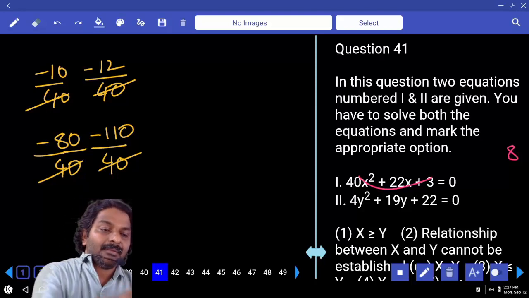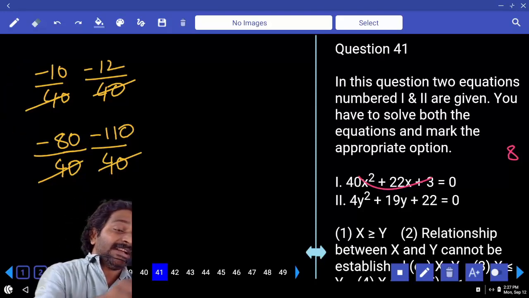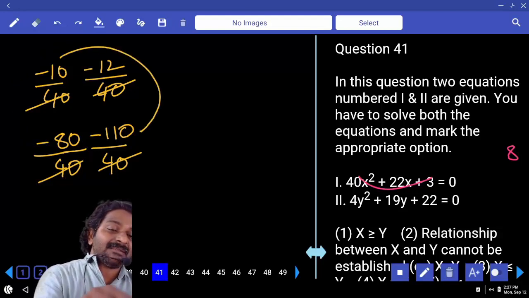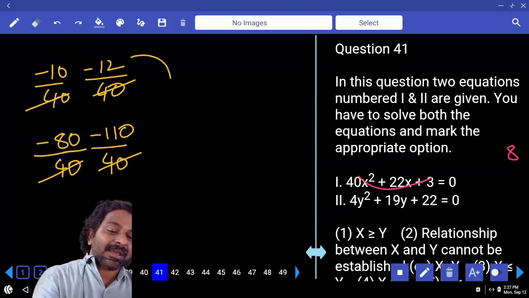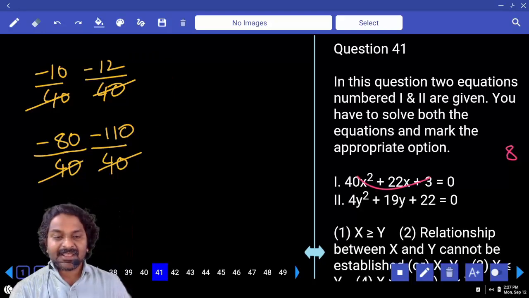Come on. -10, -80. X greater. -12, -80. X greater. -10, -110. X greater. -12, -110. X greater. X is greater than y.